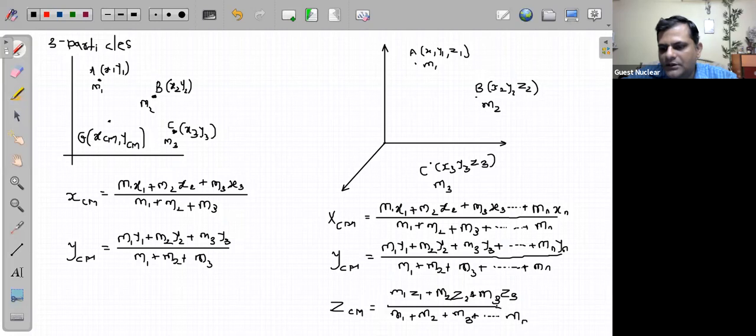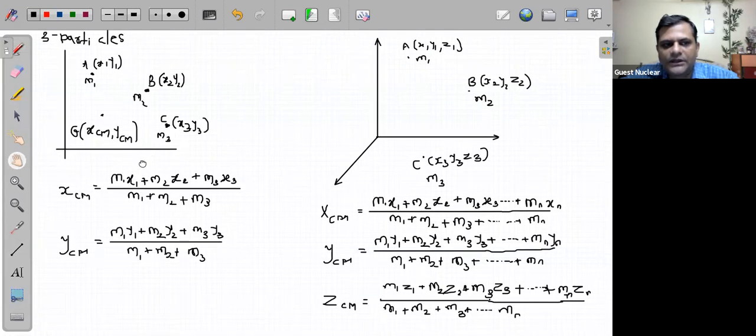And in the numerator here you can continue to add the sum of the product of mass of each particle and the z coordinate of each particle up to nth in this way. So this becomes the general formula for finding the x, y, z coordinates of an n particle system. So here we can see, and we can even write these formulae in a compact form.